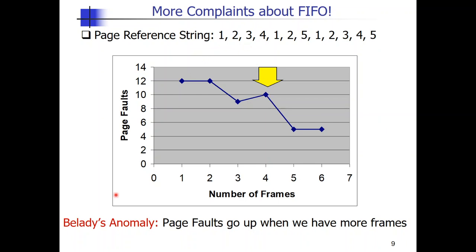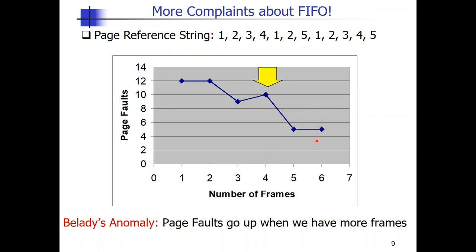This is called Belady's anomaly, and we can look at this by observing the number of frames on the x-axis, and page faults on the y-axis, for a particular reference string. The reference string is 1, 2, 3, 4, 1, 2, 5, 1, 2, 3, 4, 5. As you can see, there are a total of 12 page references. If we had just one frame, we would continuously keep throwing pages out, and we would have 12 page faults, one for each page reference.